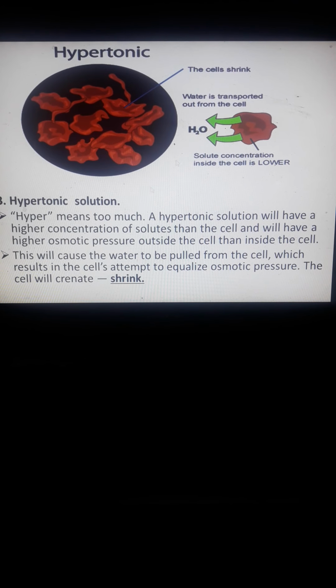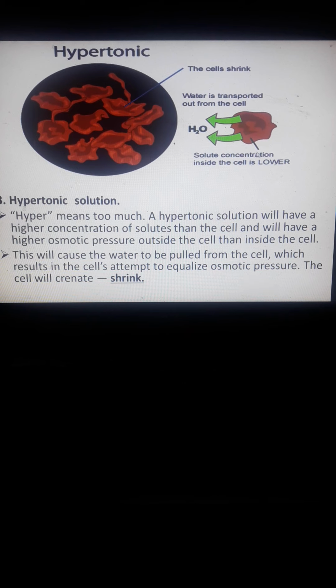Next, hypertonic solution. The cells shrink. Water is transported outside the cells, so the solute concentration inside the cell is lower. Hyper means too much. Hypertonic solutions have a higher concentration of solutes than the cells, and higher osmotic pressure outside the cells than inside. This will cause water to be pulled from the cells in an attempt to equalize the osmotic pressures. So the tendency of the cell is to shrink.